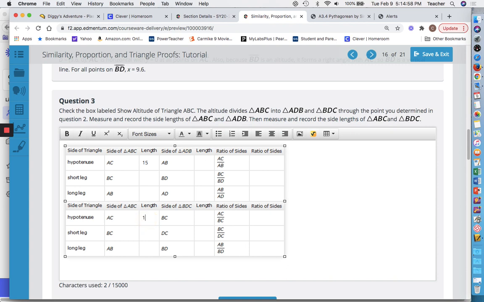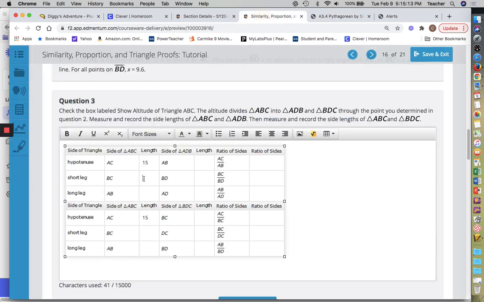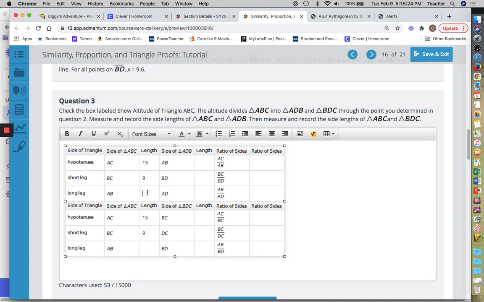All right, look, AC down here is also 15. I'm not going to do double duty here. So now I got to find, let's keep going, BC. Click on BC. I got a 9. So BC is a 9 here. All right, AB. Click on A, then B. I got a 12. So AB is 12 here, and AB is 12 on the second one too.